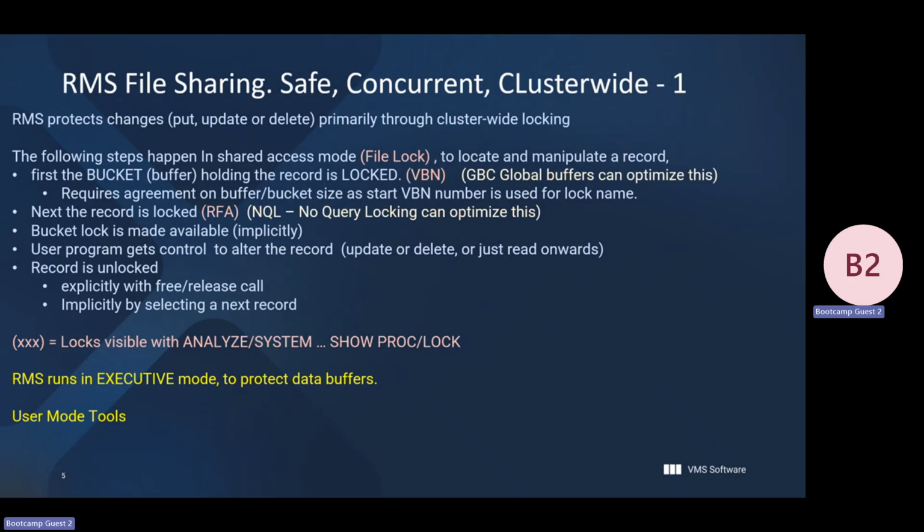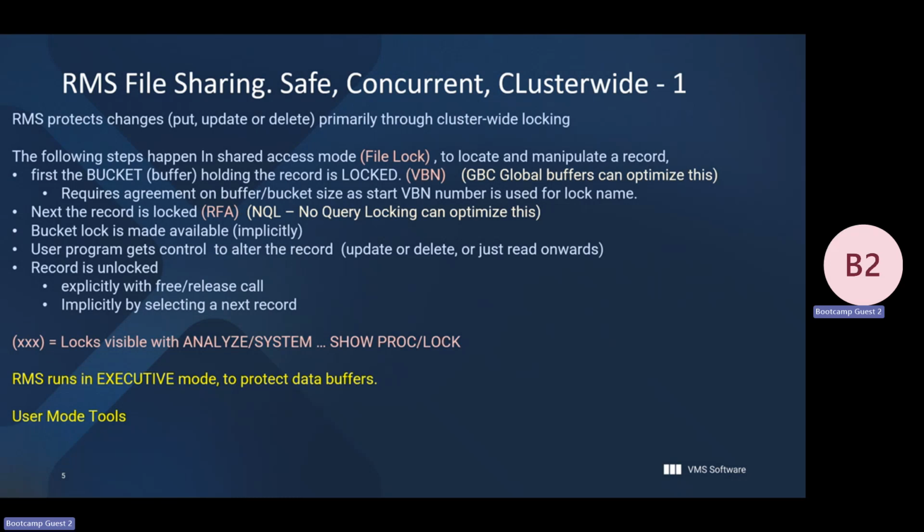And we have a file lock. Under there is the VBN lock, and under there is the RFA lock, in levels. The colors don't shine too well, but that's okay. Those locks are visible with Analyze the System if you wanted to go there. If you're stuck literally on a lock, that's where you go to see who's holding up what. So the locking is the first way RMS protects itself.